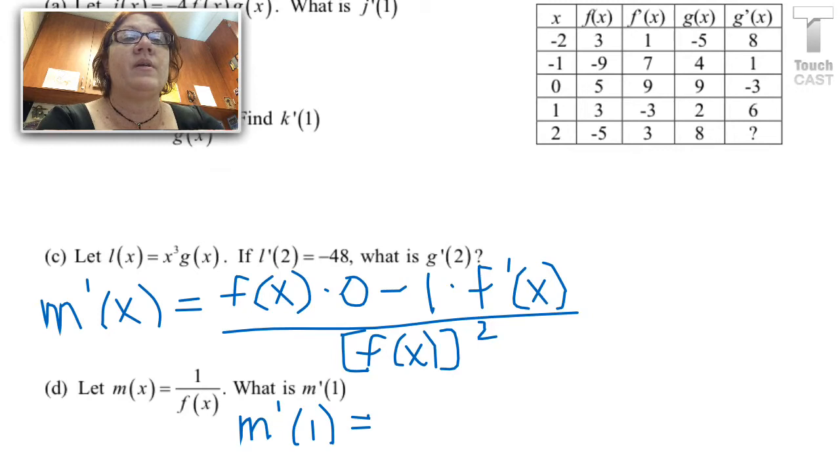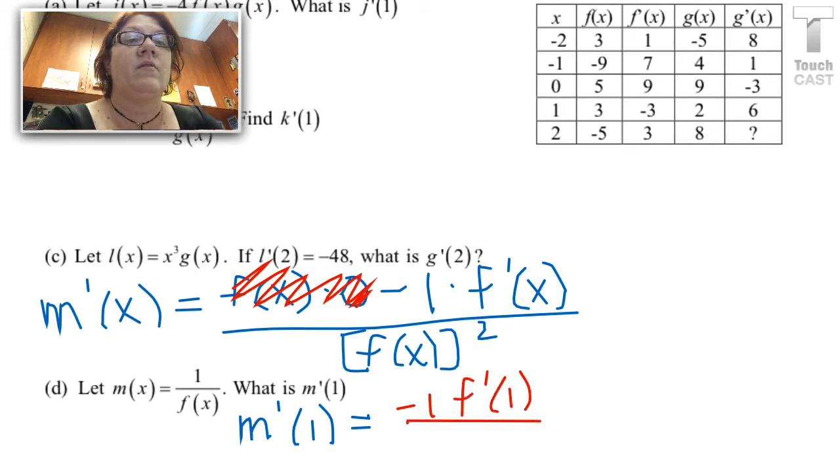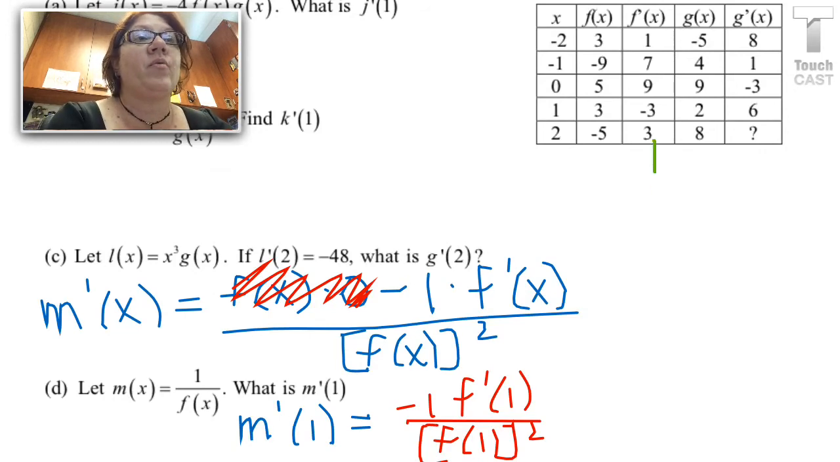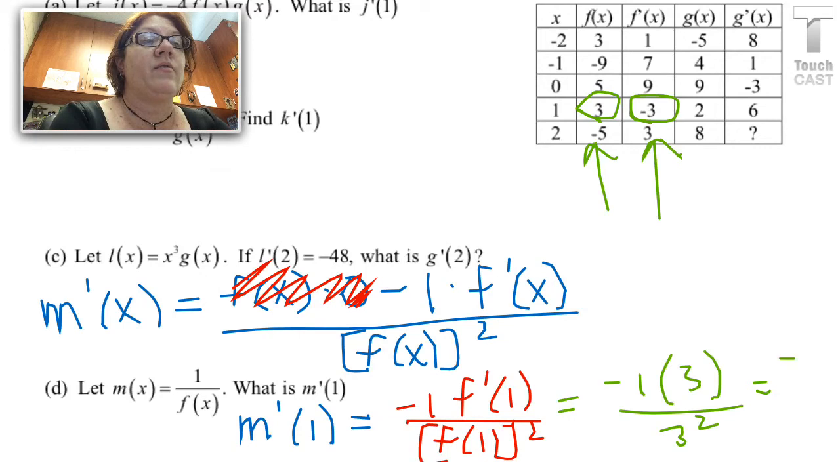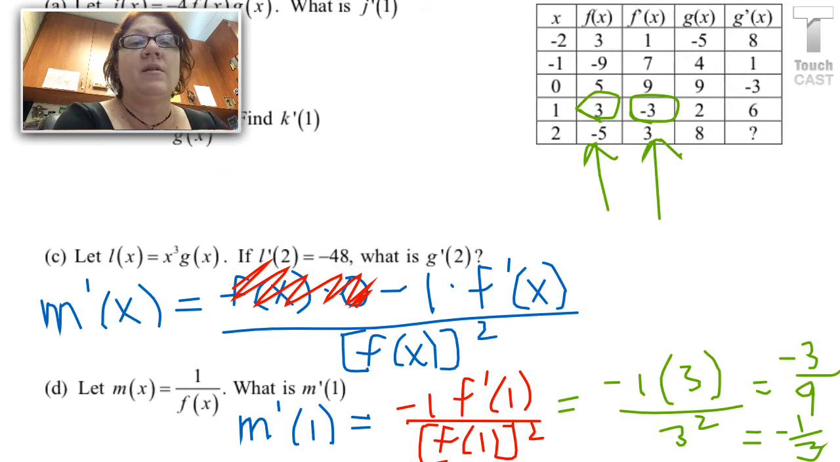So now, since this first piece is turning into 0, I really don't need it. So I'm doing negative 1, and then f prime of 1 all over f of 1 squared. So now I'm ready to go look at the table. For f prime of 1, I need to look at the f prime column, and it would be right there. So I have negative 1 times 3. And then for f of 1, I have to look in the f column, and there's f of 1, and that's squared. So I get negative 3/9, which is negative 1/3. Hope that makes sense. On to the next problem.